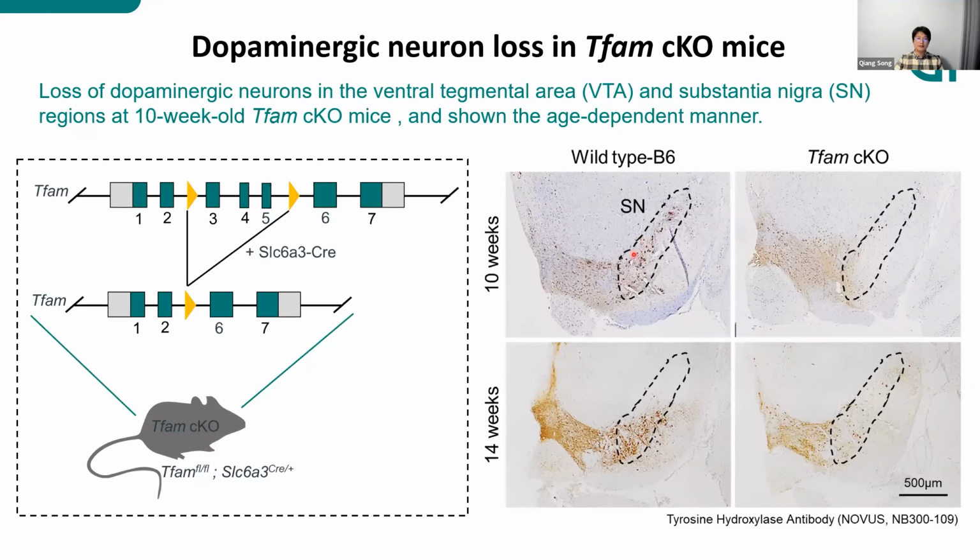We detected the dopaminergic neurons in the SN regions and the VTA regions of 10-week-old T5 CKO mice. It clearly shows dopaminergic neuron loss in the SN regions at this time point, and the VTA regions also lost some of the dopaminergic neurons in 15-week-old mice.